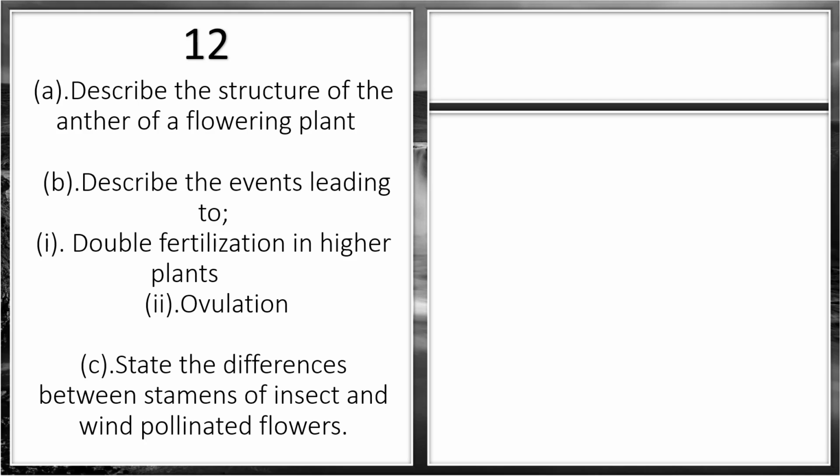Question 12. Describe the structure of the anther of a flowering plant. Describe the events that lead to double fertilization in higher plants. Part C. State the differences between stamens of insect- and wind-pollinated flowers.